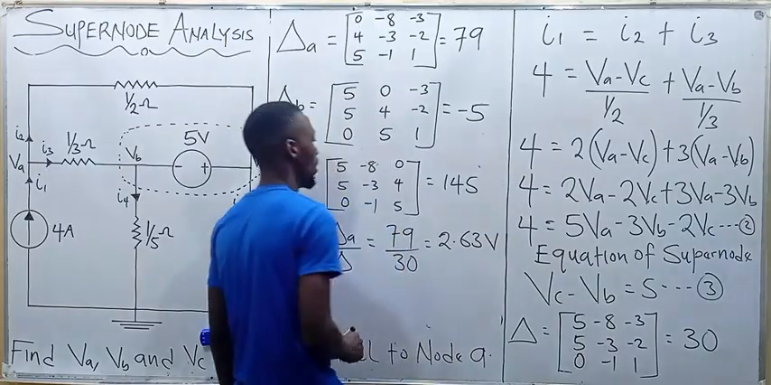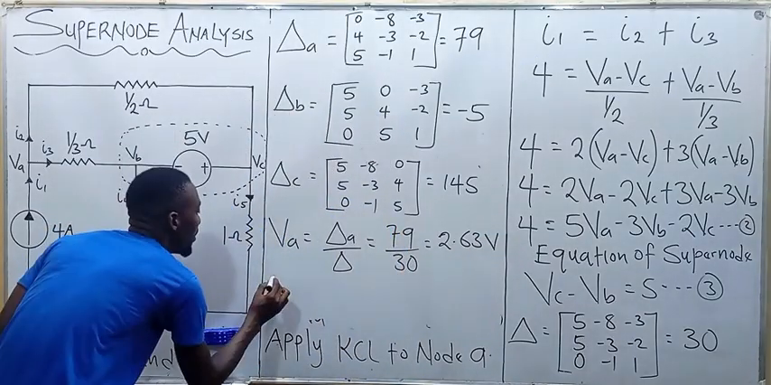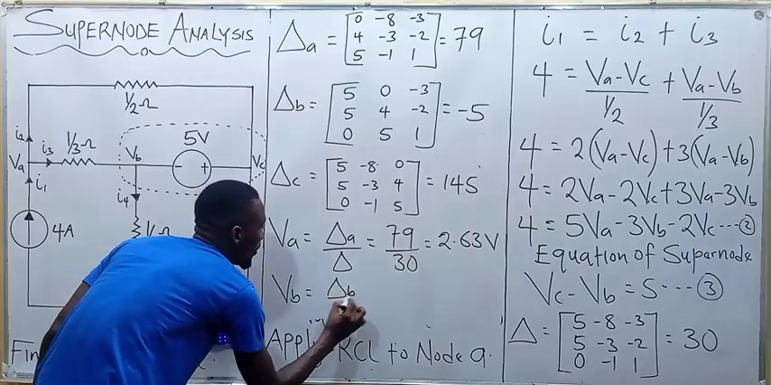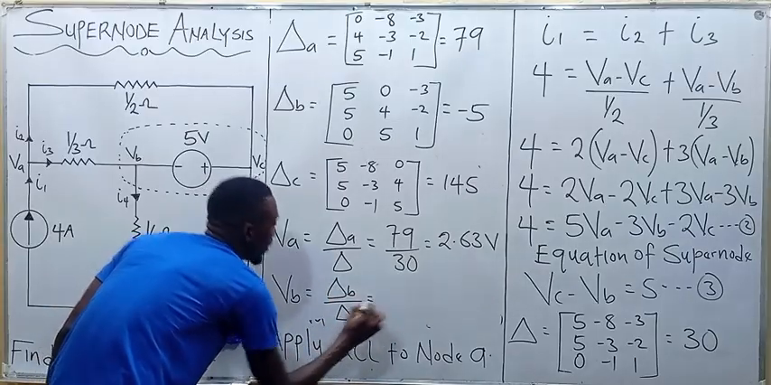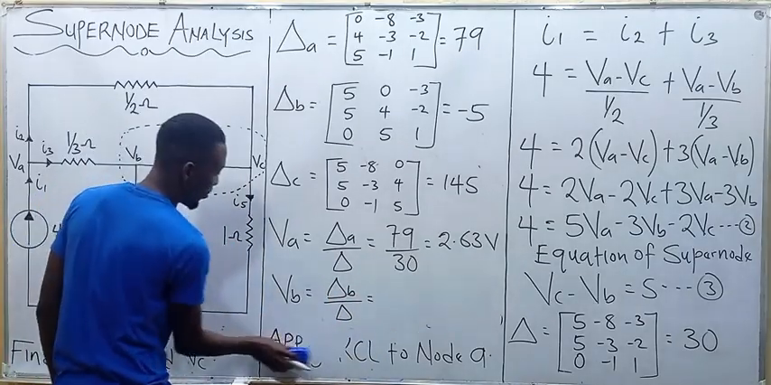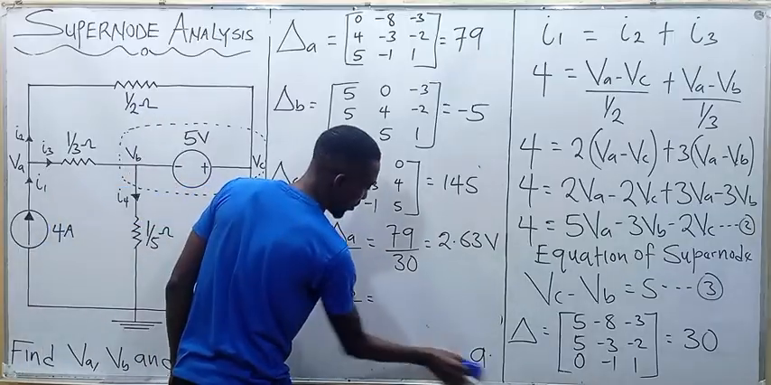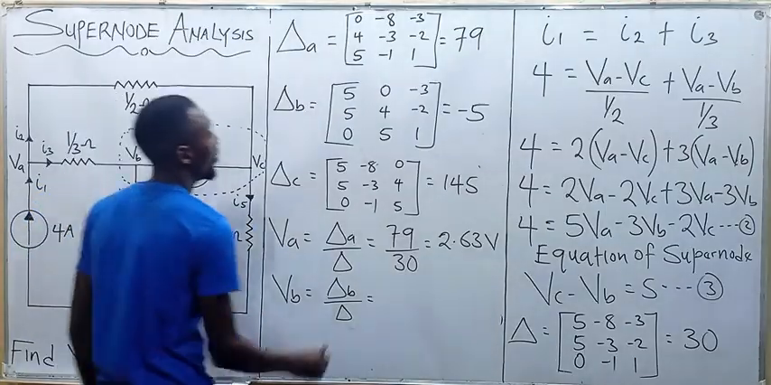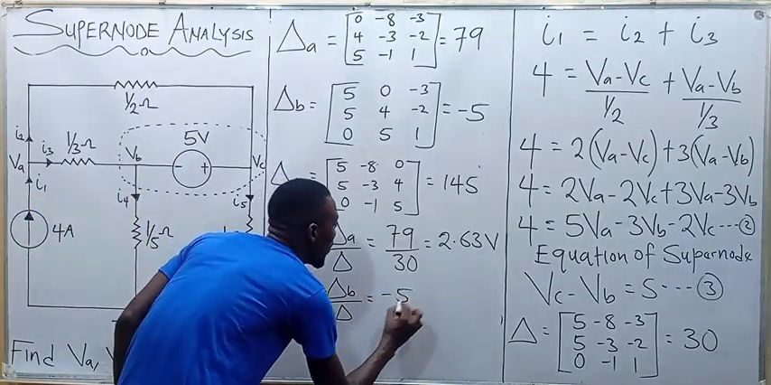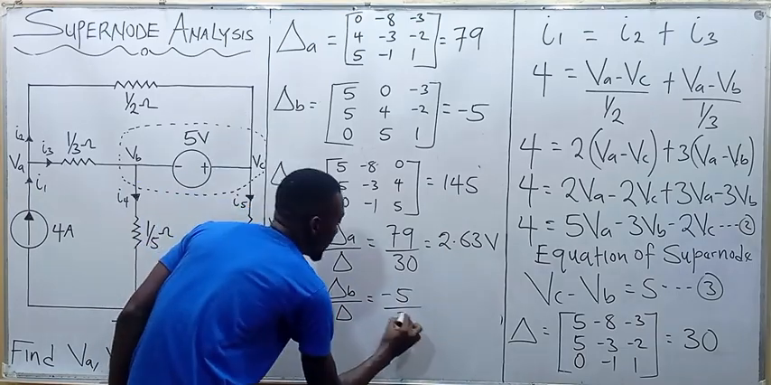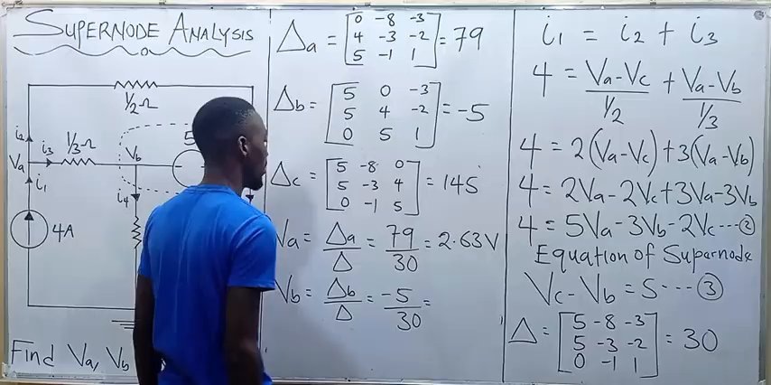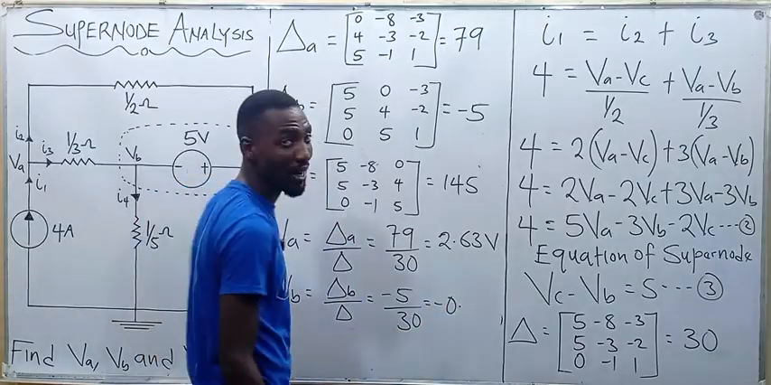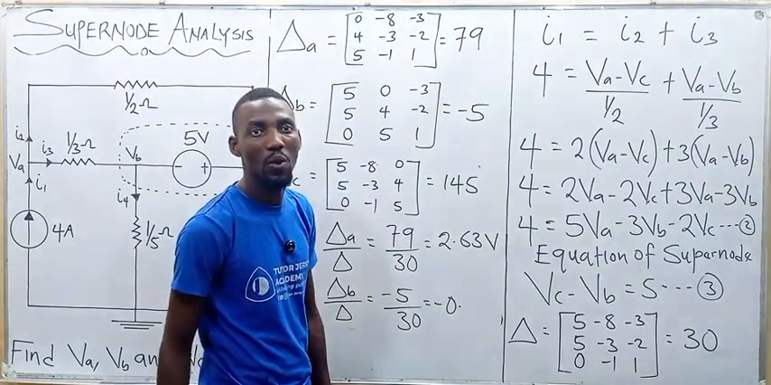All right. So VB will be equal to the change in B all over the change. This will be equal to -5 divided by 30, which is going to give us -0.16.